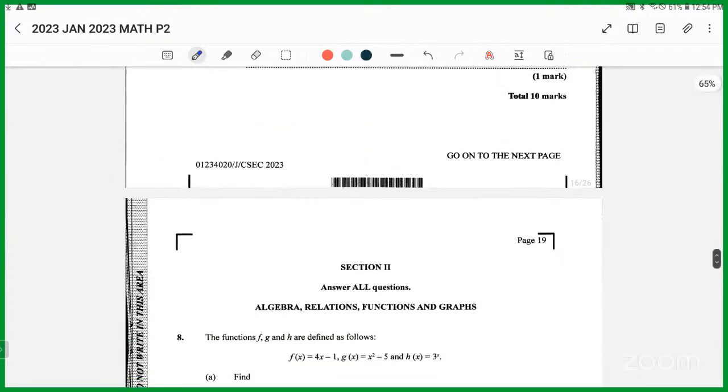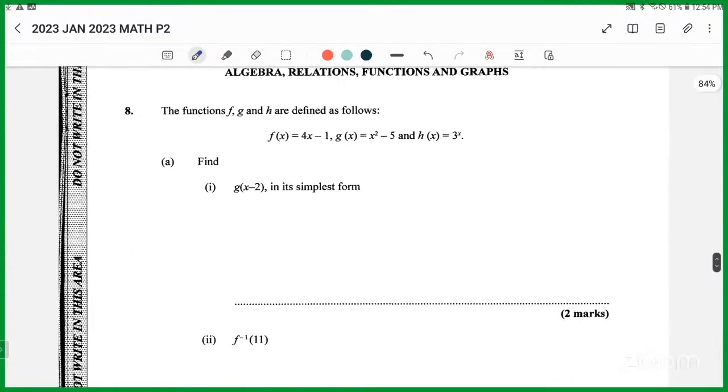Anyway, next question. Number 8. Functions. F of x is this, g of x is that, h of x is that. You want g of x minus 2. All you have to do is take x minus 2 and substitute it in for the x in the function right there. So g of x minus 2 becomes x minus 2 squared, minus 5. Then to simplify it, we're going to expand this out and then subtract the 5.